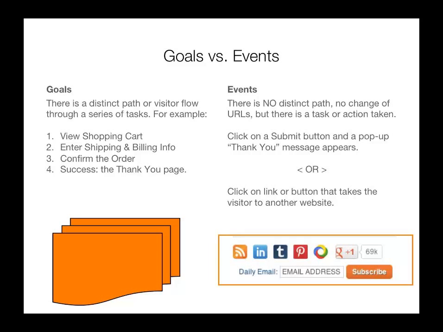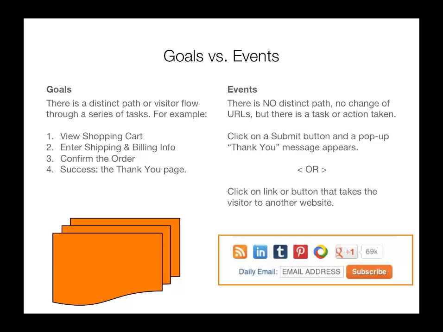Shopping cart example, you view the cart, you say yes, you get to another screen where you enter your shipping and billing information, you say yes, you get to another page where they say please confirm your order, you click to complete your order and you land on a final thank you page. Right? This is what Google Analytics considers a goal because there's a very distinct path or flow through the site. There's a change in URL.